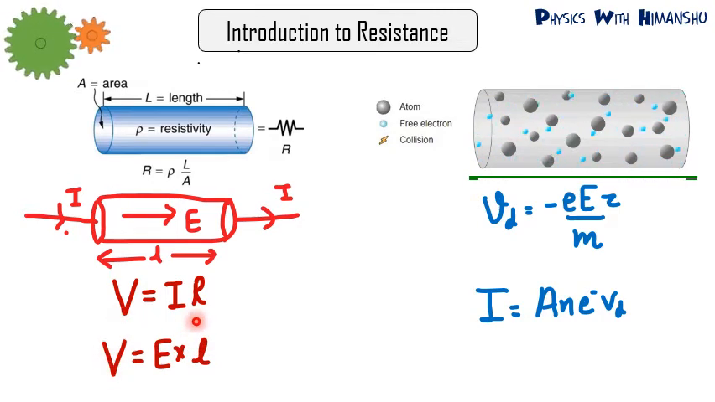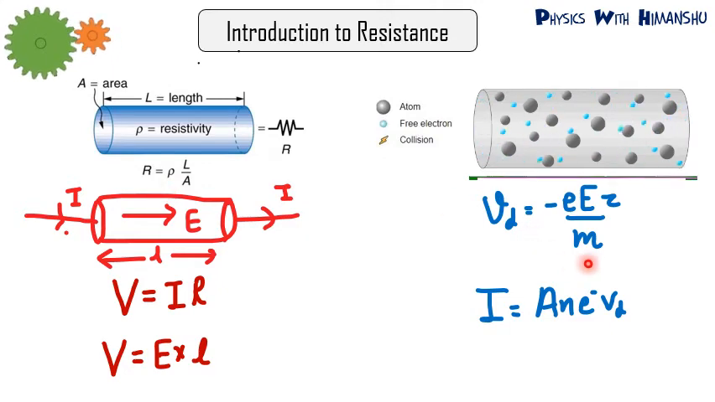So V equal to IR, so potential difference is I into R. Similarly, potential difference can be equal to E into L also. And also we have derived the formula for resistance. So resistance is resistivity into length of wire divided by area of cross section. Okay, so you have to remember all these formulas.